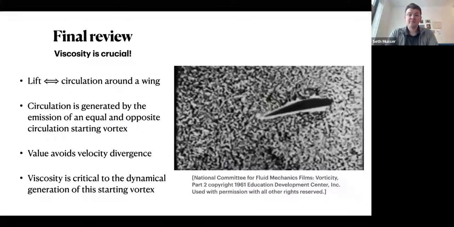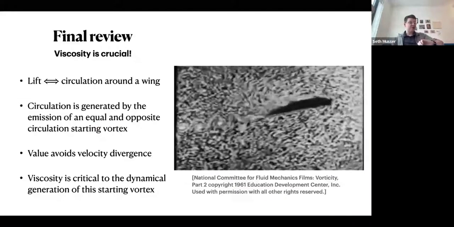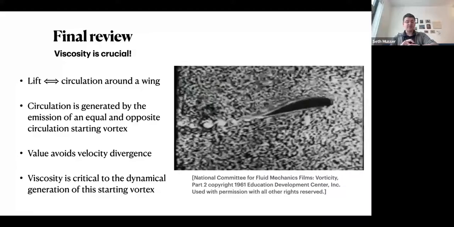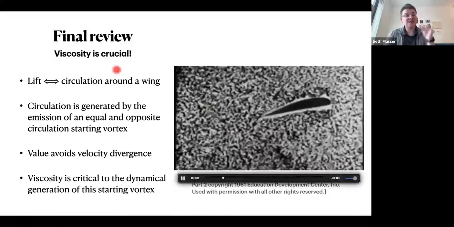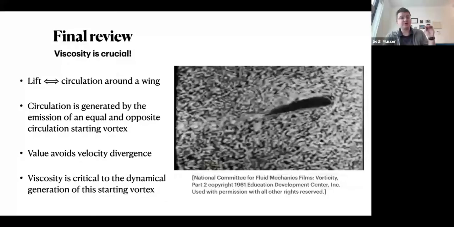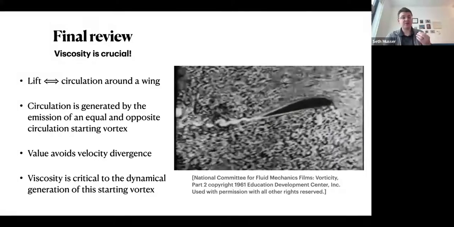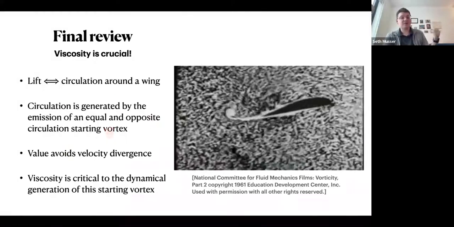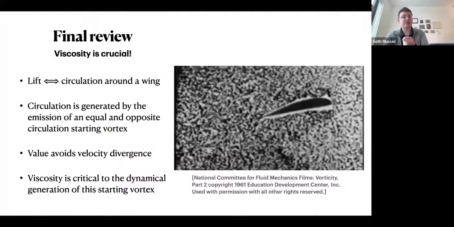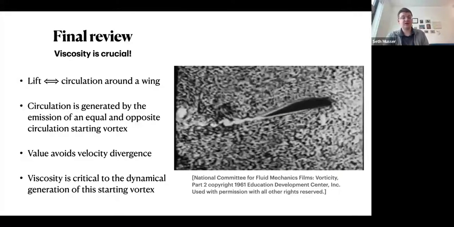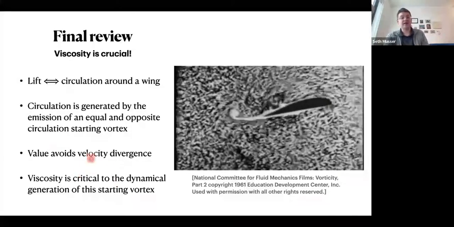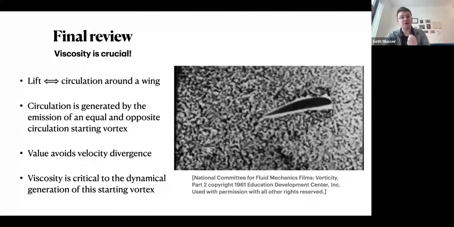Okay. So let me just do a final review of the theory of flight. We've learned that viscosity plays a crucial role. In order to get lift, we have to get circulation. In order to get circulation, we have to emit a starting vortex. But in order to actually emit that starting vortex, we need to set up a boundary layer and have this pressure gradient pull it off.